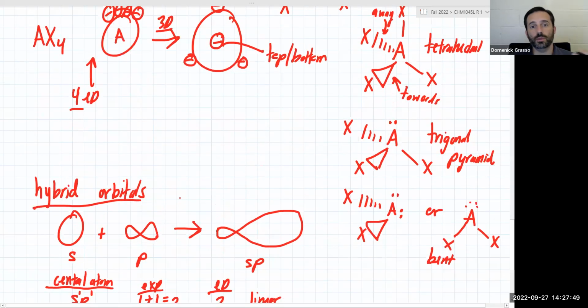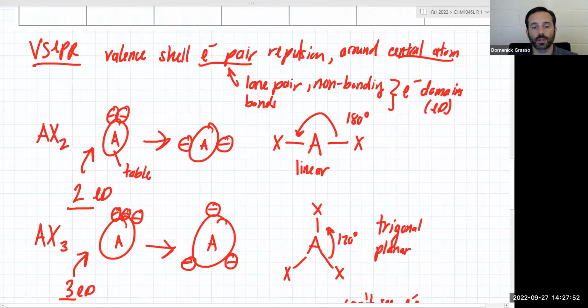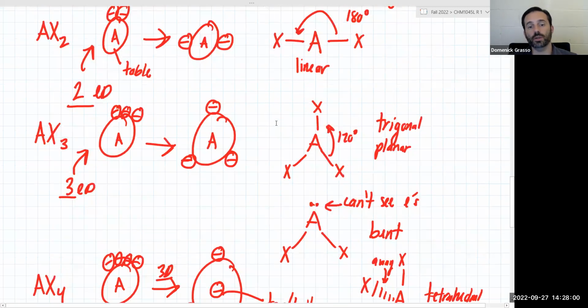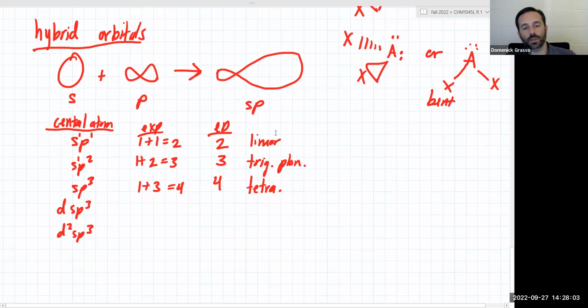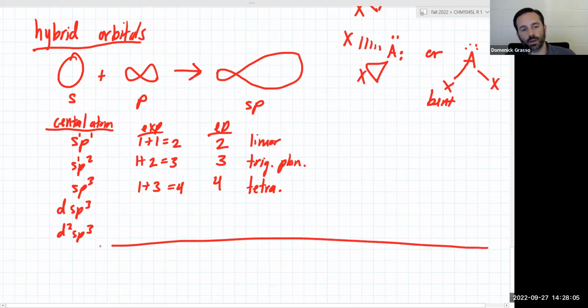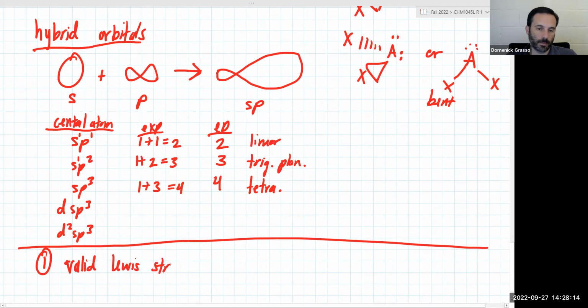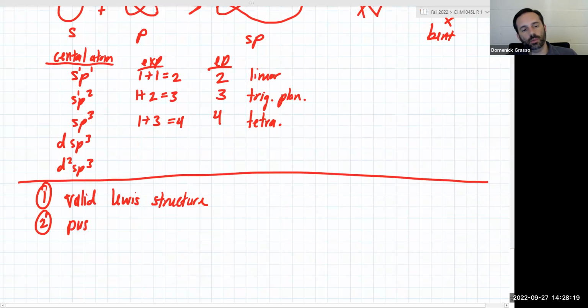To do this VSEPR analysis, we need to figure out not only what our molecules look like in 2 dimensions, but we also need to look at our central atom, to ultimately predict the shapes of our molecules. Step 1 is we need a valid Lewis structure. Step 2, we need to push our electron domains around the central atom as far away from each other as possible.